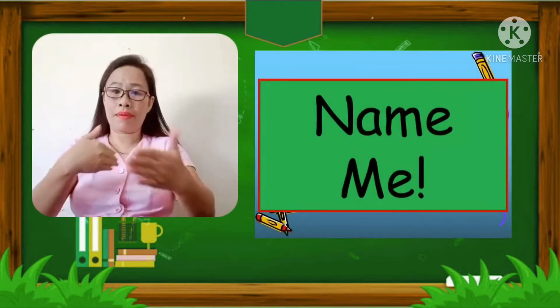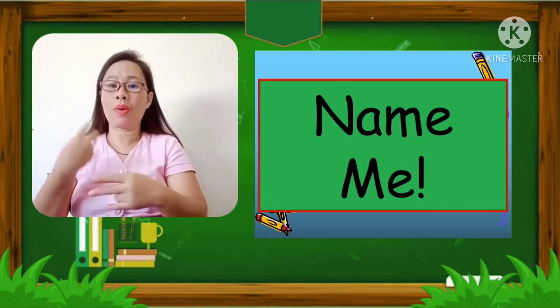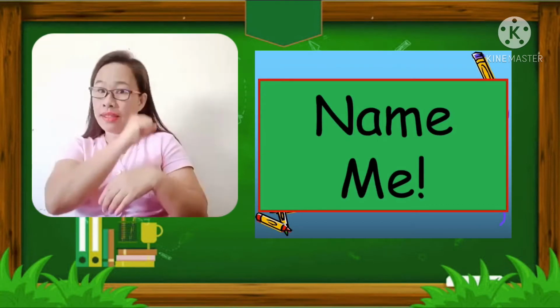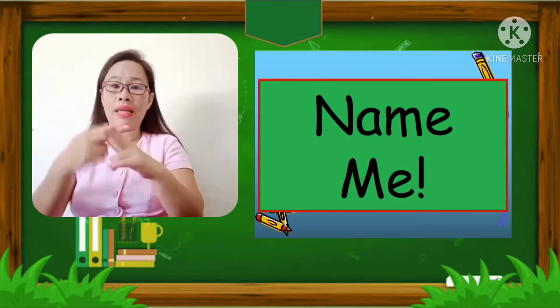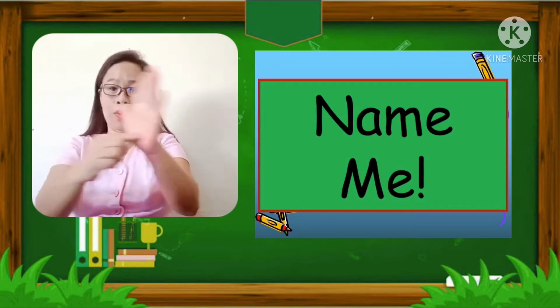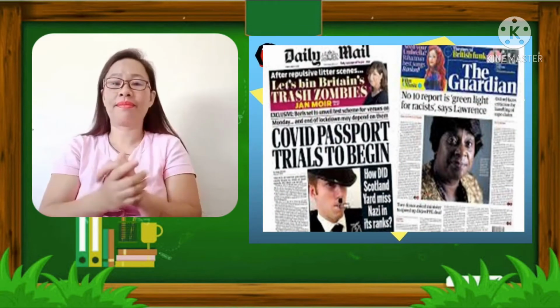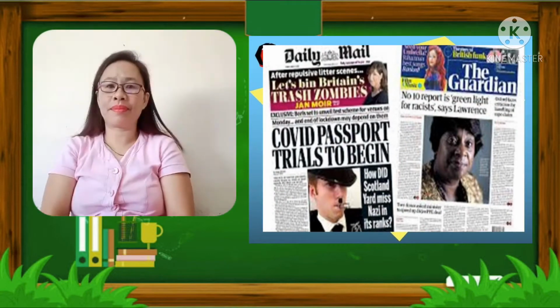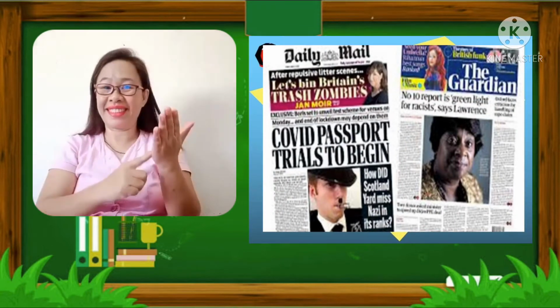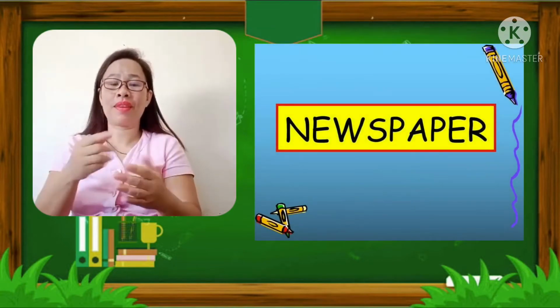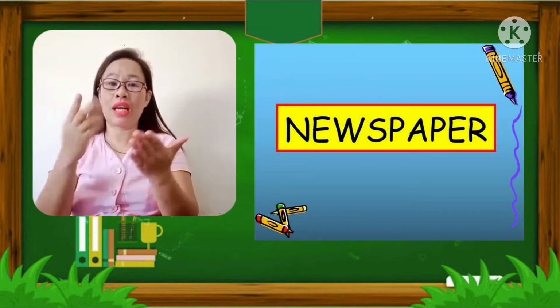Before our lesson proper, we will have a guessing game first. I want you to name the object being flashed in the screen. Let's have the first picture. What do you call this? Okay, very good. This is a newspaper.